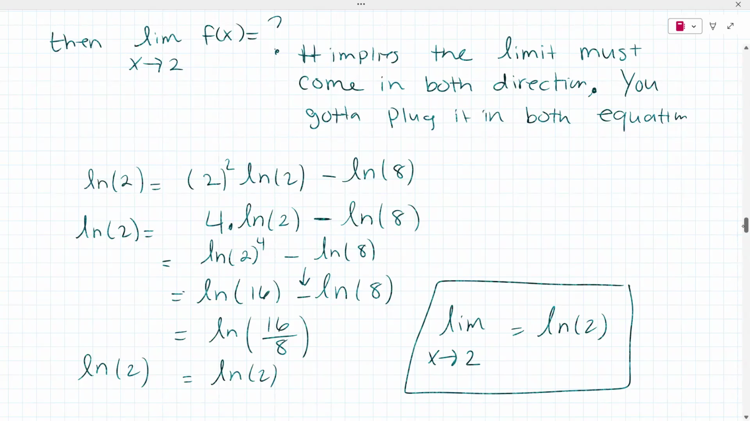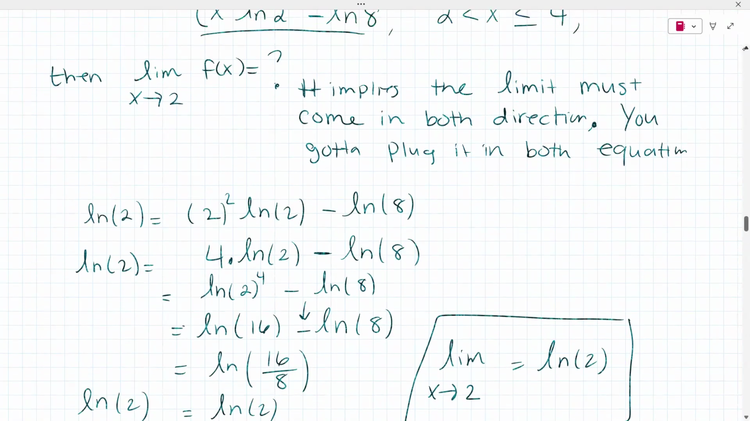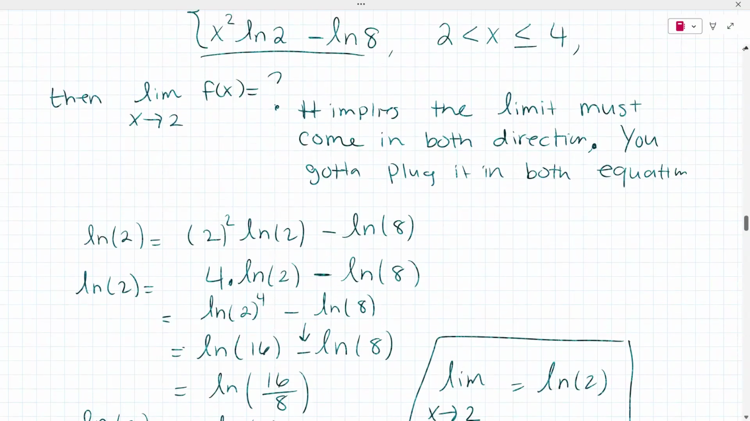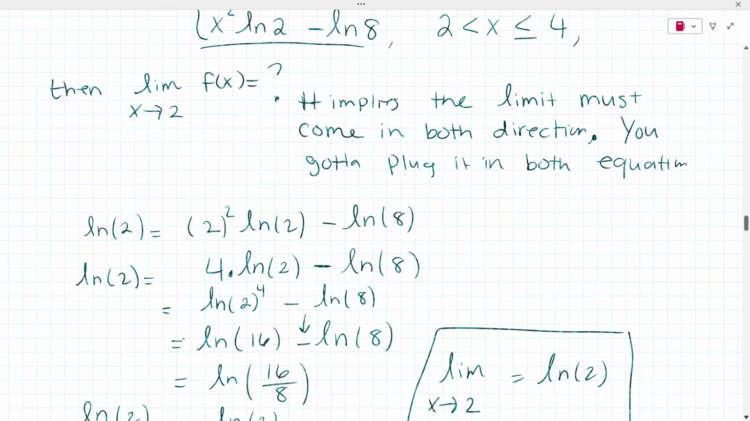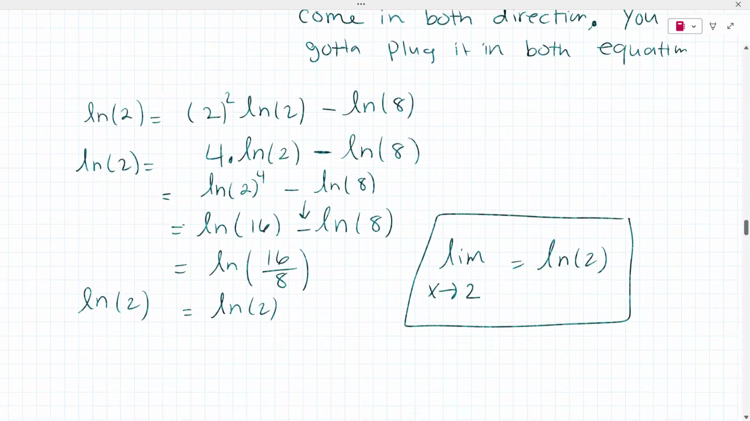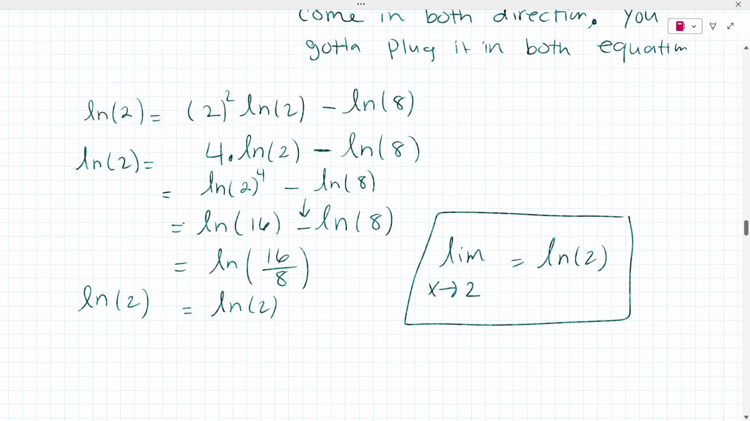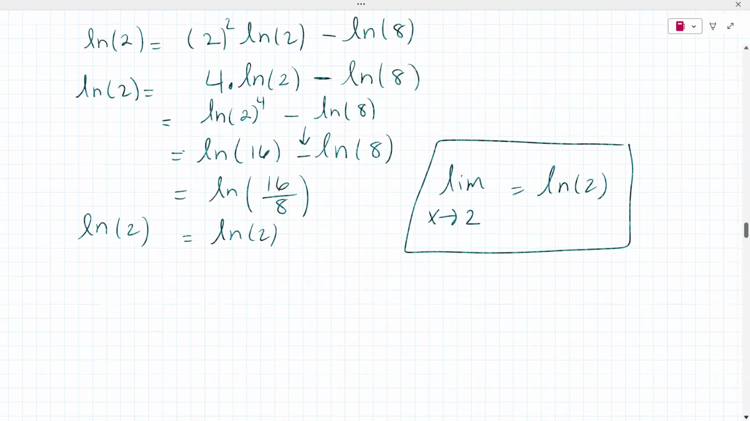I know what you're thinking. If I go back to our problem, why can't I just plug 2 into the first one because of our domain values? That's technically true, you could, but you have to make sure that the limit comes from both directions. That's why I had to plug it into both equations. So I guess you're right, you could just plug it into the first equation because of the domain, but this is how you would show the work. Let's move on.